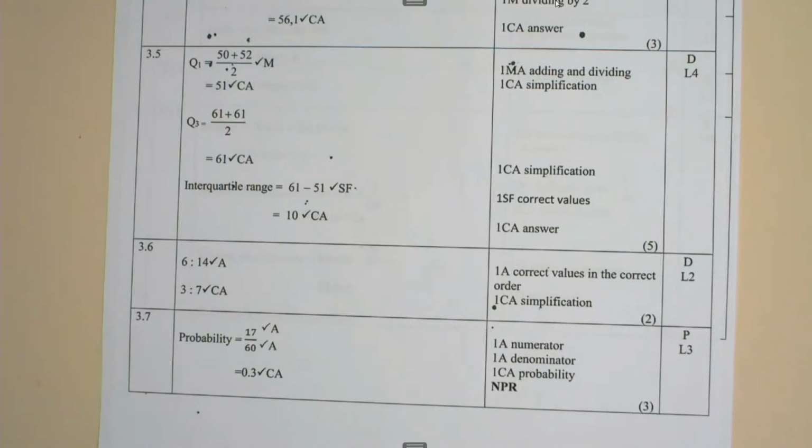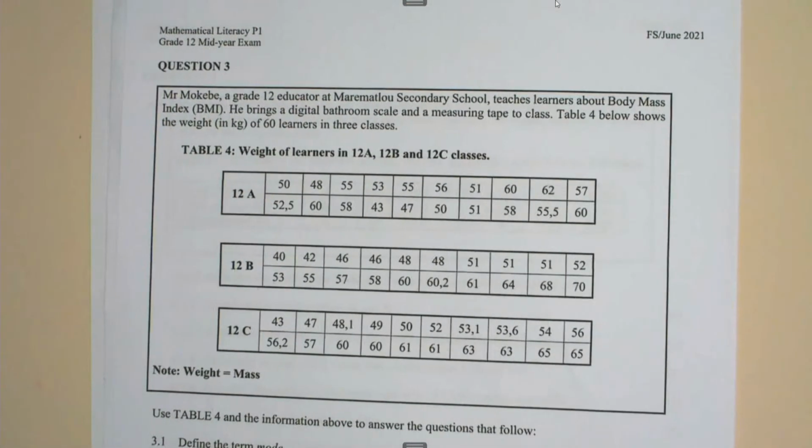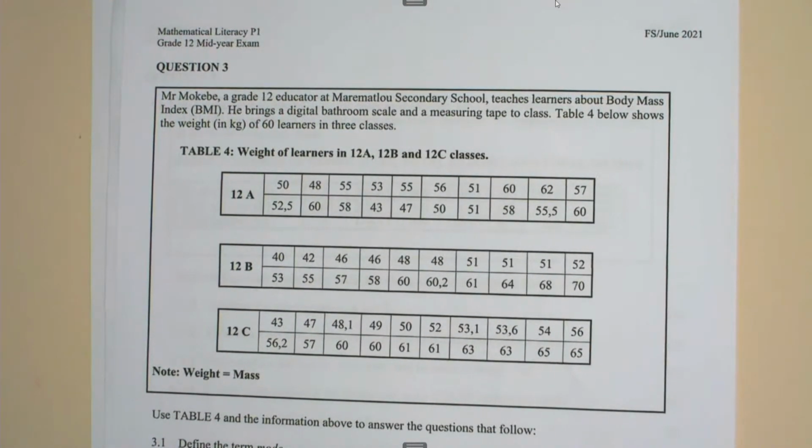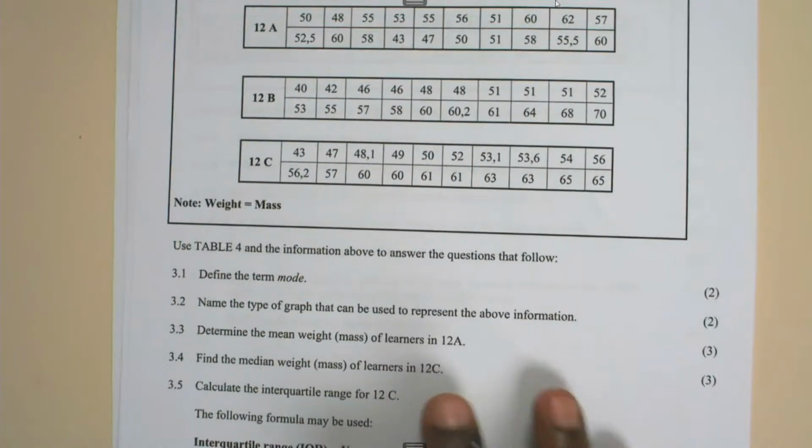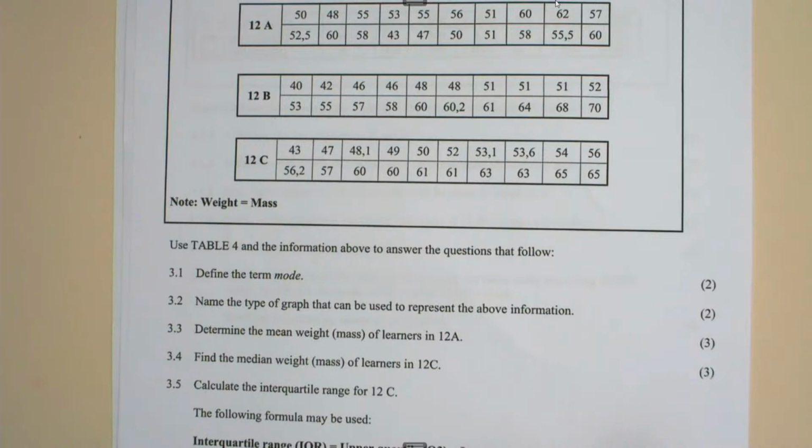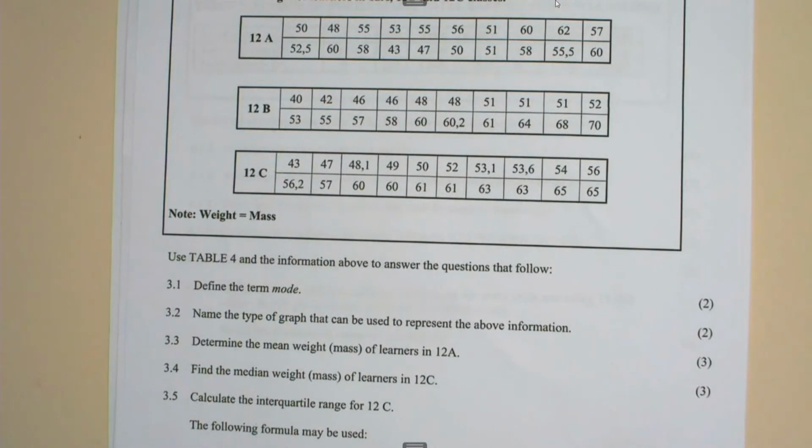We move to question 3, sorry. This is question 3. It says, Mr. Mokebe, a grade 12 educator at Marematlo Secondary School, teaches learners about body mass index. He brings a digital bathroom scale and a measuring tape to class. Table 4 below shows the weight in kilograms of 60 learners in 3 classes. So that is the information which is given to us. And then we have 12A, 12B, and 12C. Use table 4 and the information above to answer the questions that follow.